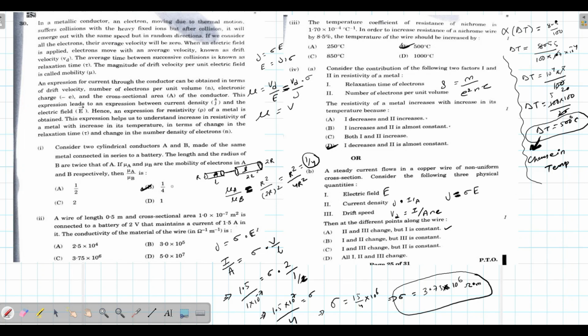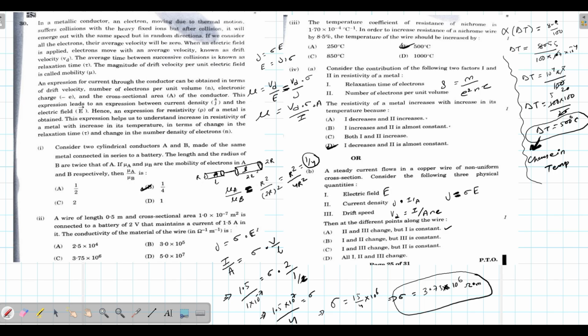Consider the two cylindrical conductors A and B made up of the same metal, connected in series to a battery. The length and radius of B are twice that of A. Mobility μ equals Vd by E, J equals σE, so E equals J by σ. J is I by A, so μ equals Vd σ, J is I by A. So mobility is proportional to area.